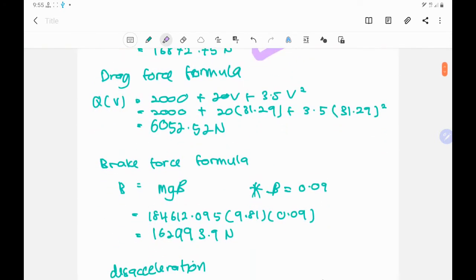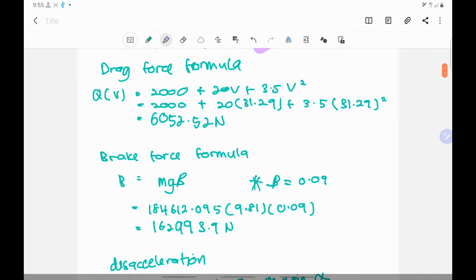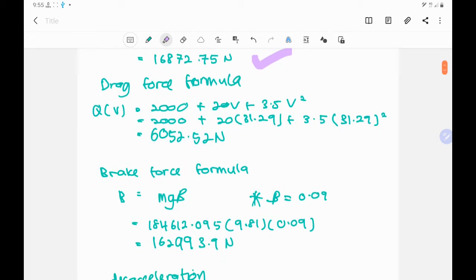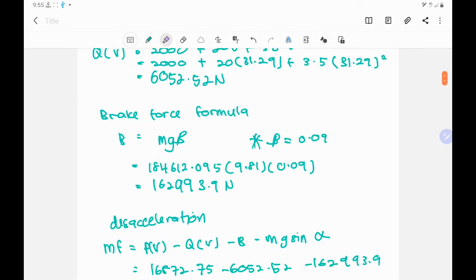Okay, for the drag formula, we have QV equal to 2000 plus 20V plus 3.5 V squared. V is the speed. Okay, then we substitute the value of the velocity, and then we get 6052.52 Newton.